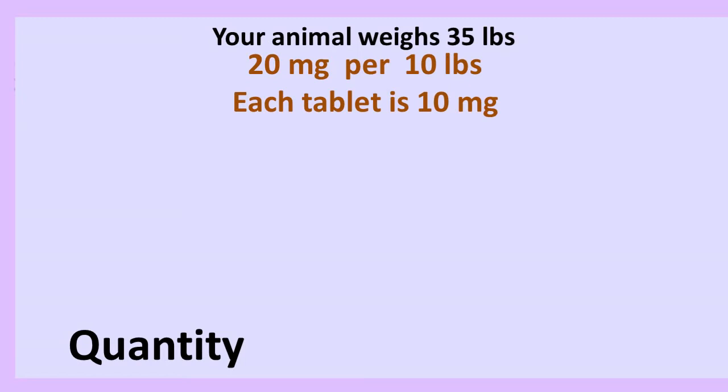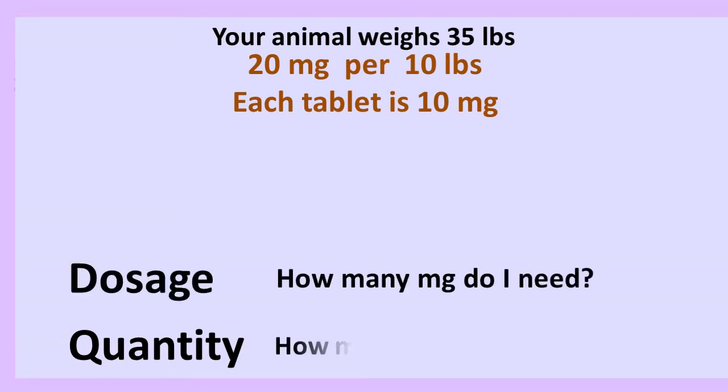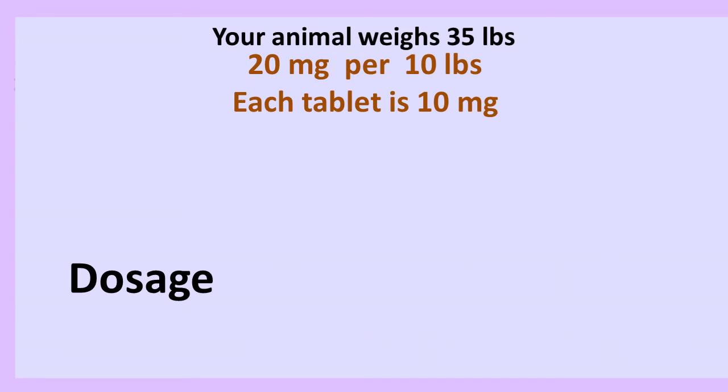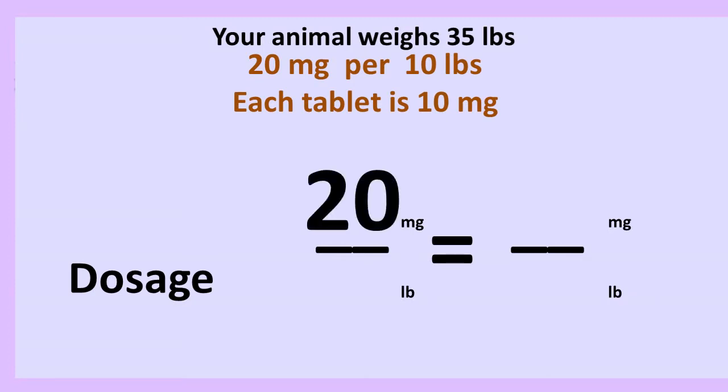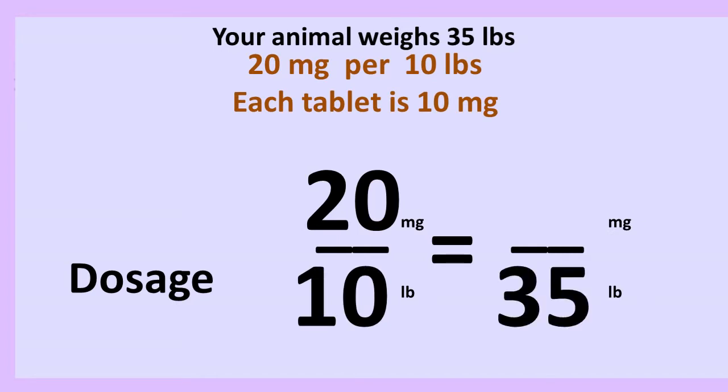milligram? Now you have a 2-step problem. You now must figure out the dosage before you calculate the quantity. We figure out the dosage the same way we did in the last calculation. First, we set up the first problem. We label it, then we fill in what we know. We know we need 20 milligrams per 10 pounds. But we also know that our animal weighs 35 pounds.